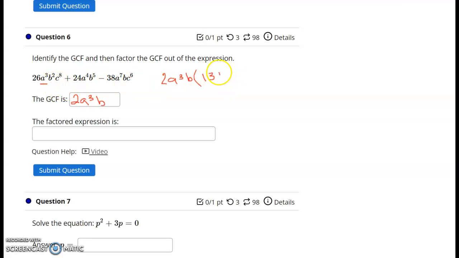A cubed is gone. We'll have 1b left and c to the 8th left. Next term, divide out 2, we'll have 12. A cubed is gone, so we'll have 1a left, and then b to the 4th. And then the last one, 38 divided by 2, we'll have 19. A to the 7th, we get rid of 3 of those a's, so we have a to the 4th. The b is gone, and c to the 6th. So you just want to take it one at a time, make sure you look at it carefully, and if you're unsure, you can also multiply it back through and make sure it looks like what you started with.